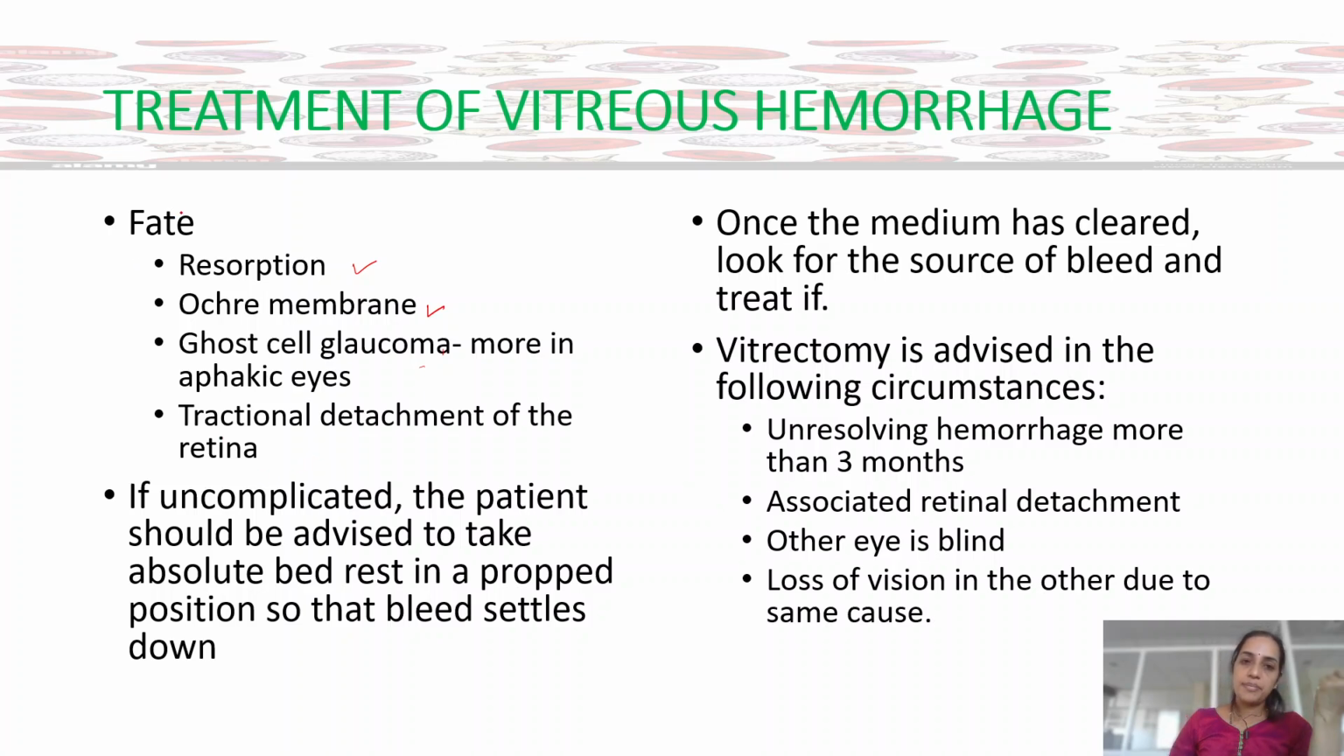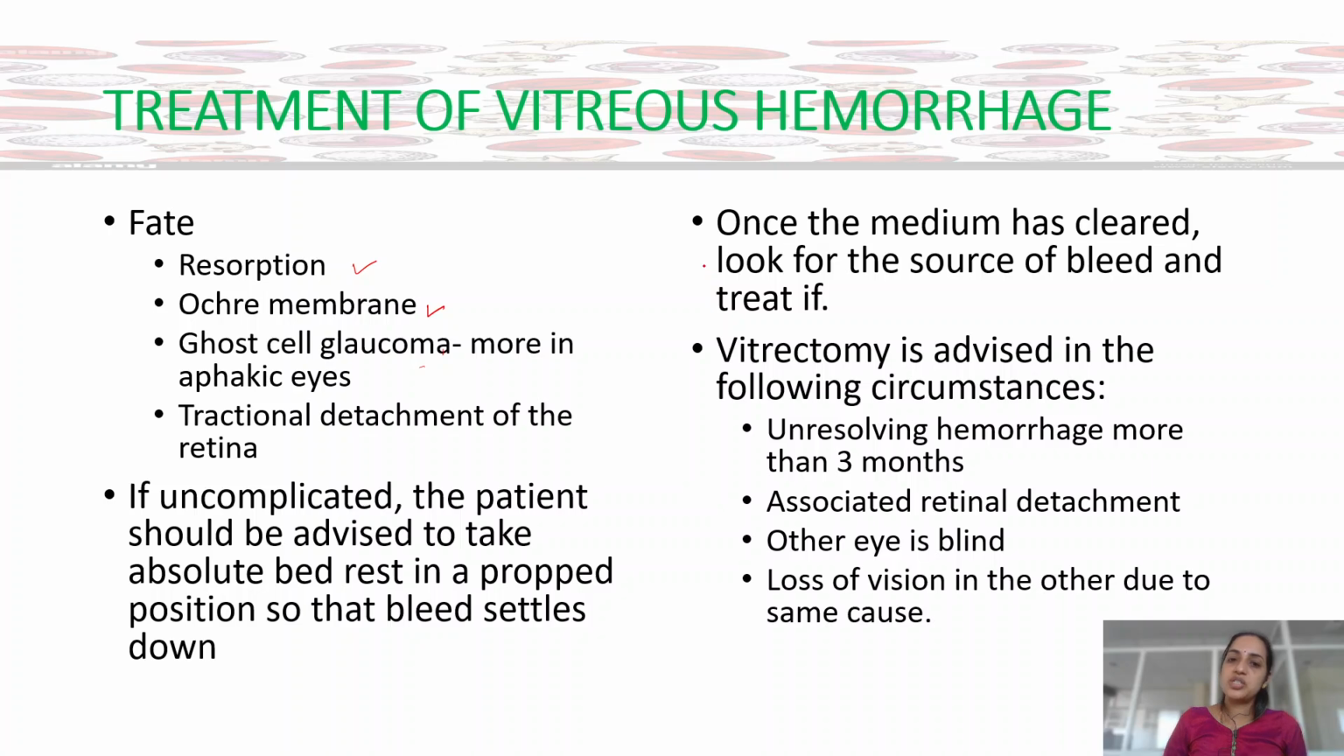So if it's an uncomplicated vitreous hemorrhage, if there is no tractional band, you can wait and ask the patient to take a good amount of rest, and the vitreous hemorrhage settles down, especially in trauma. Once the medium is cleared, look for the source of bleed and treat it with laser or whatever is needed.